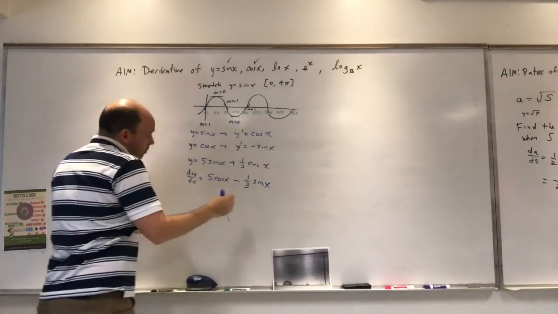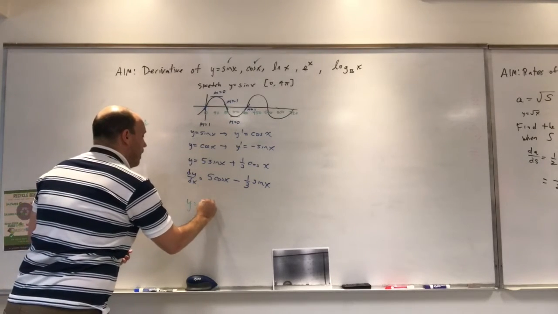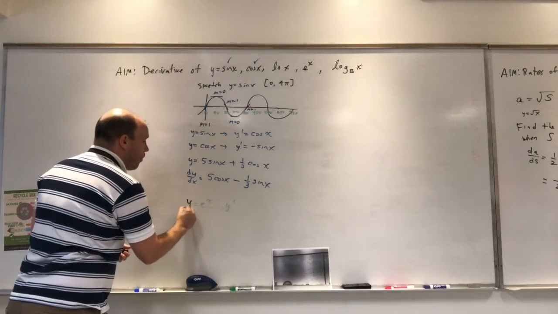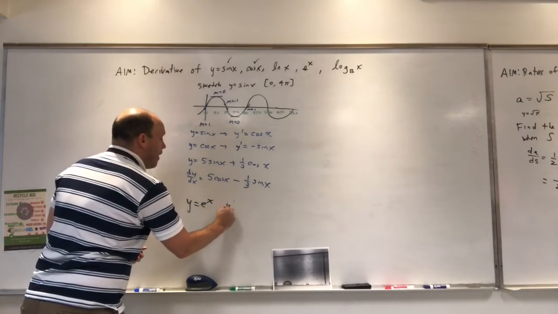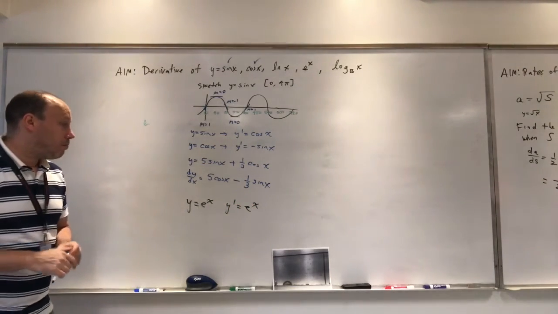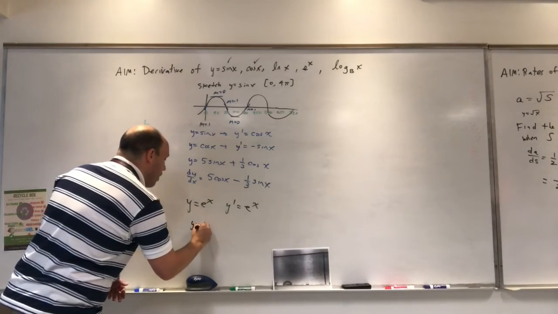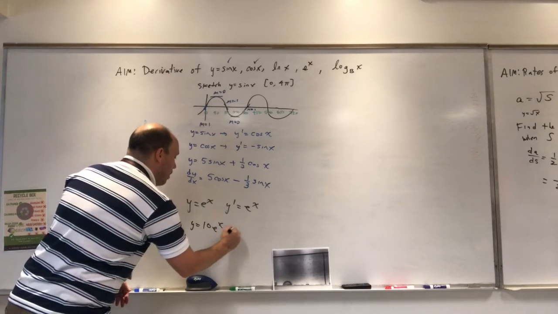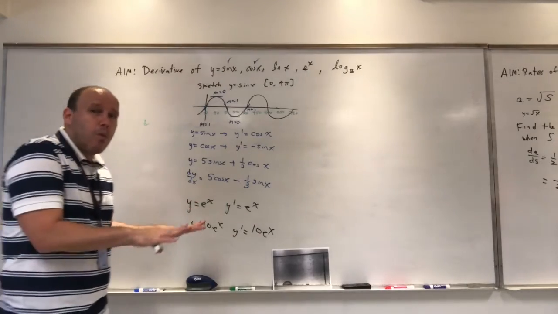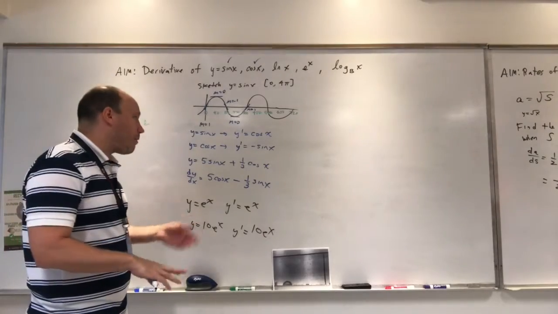Okay, let's move on. So we took care of sine, we took care of cosine. E to the x is kind of cool, because the derivative, let me make it darker, you may not be able to see, the derivative is itself. That's why e to the x is really important. E to the x, the derivative is e to the x. So if I give you y equals 10 e to the x, the derivative is actually 10 e to the x.